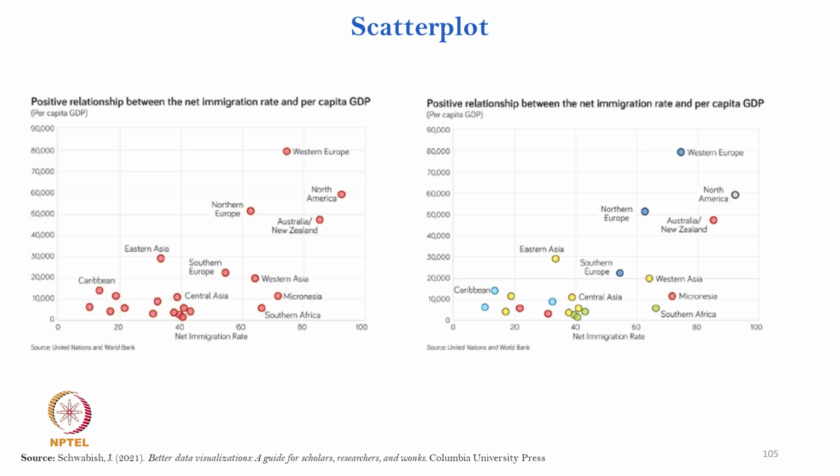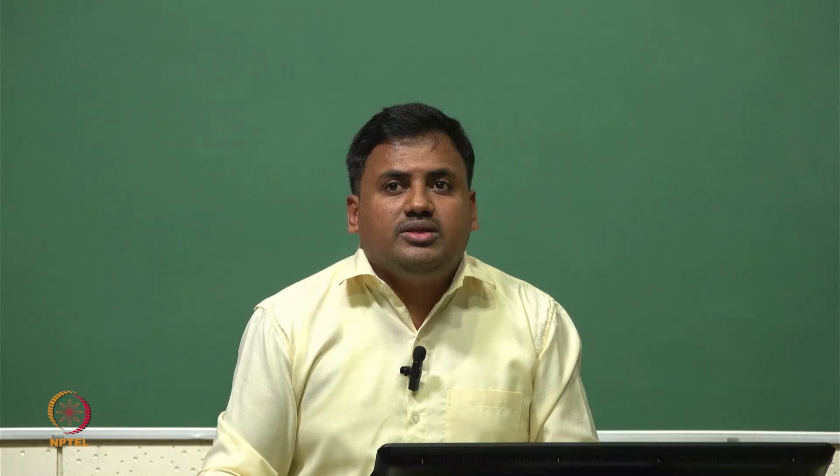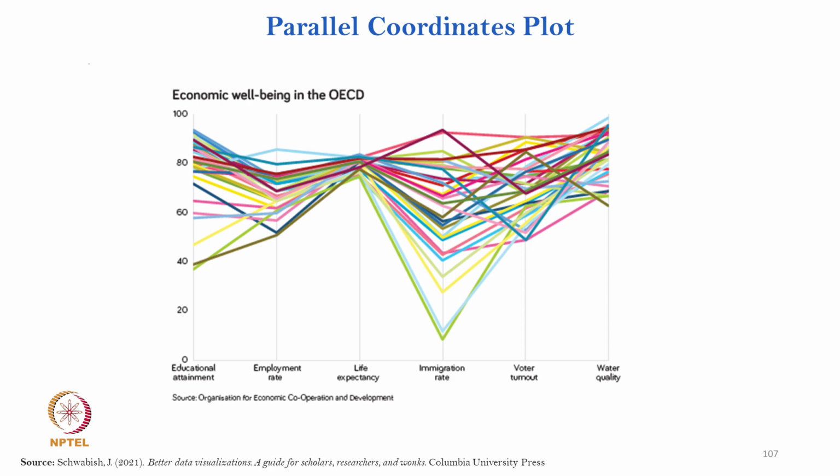The parallel coordinate plots. The parallel coordinate plot shows the relationship between two or more variables across multiple vertical axes, and these are similar to line charts, but the way the data is translated into the plot is different, and they allow for the exploration of relationships, trends, and variations that might be hidden in the raw data. These are more commonly found in the academic and scientific communities than in business and customer data visualizations.